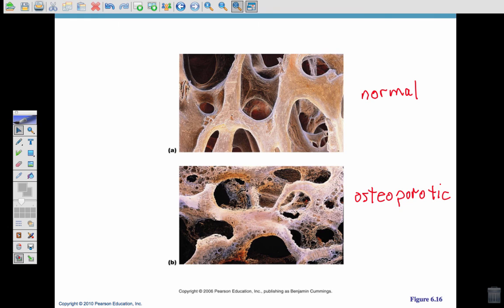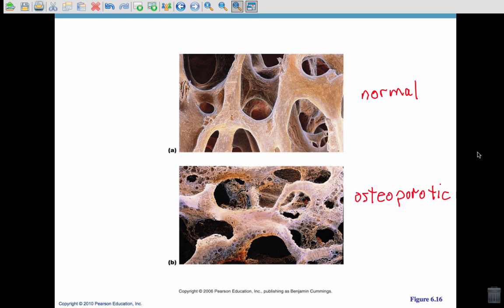And this is what it looks like. And I think it doesn't take much imagination to think that this kind of tissue, illustrated from osteoporotic bone, is more likely to break compared to normal bone.